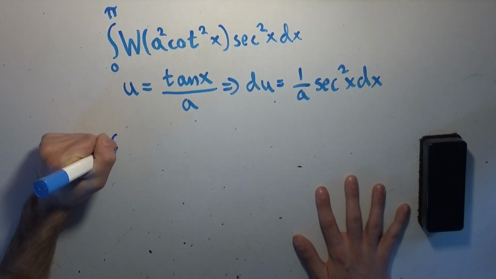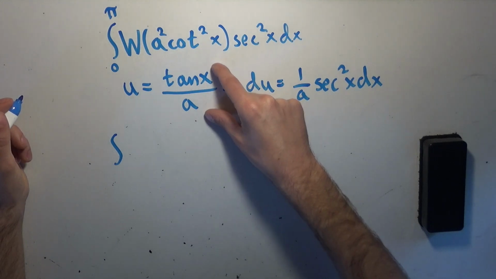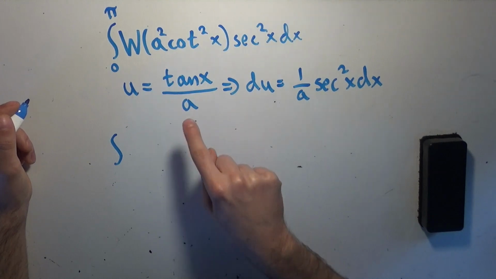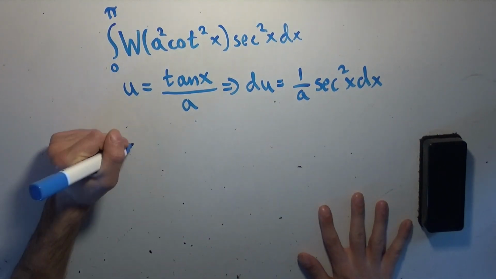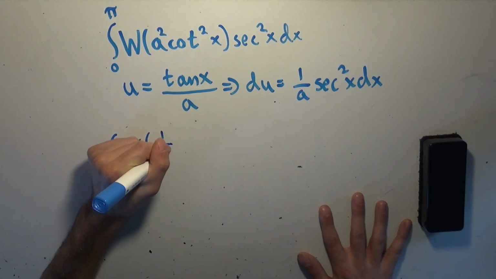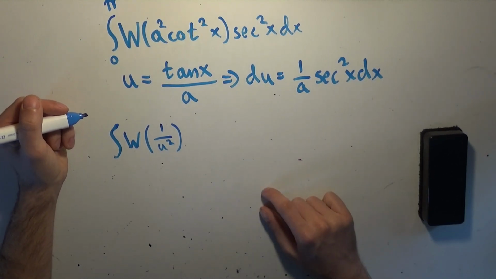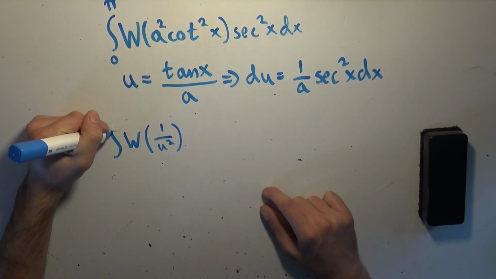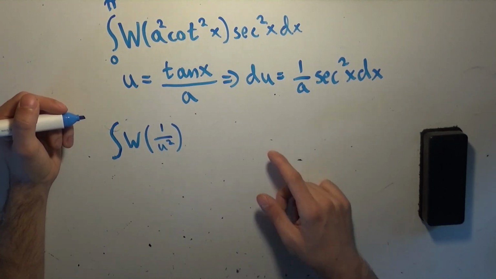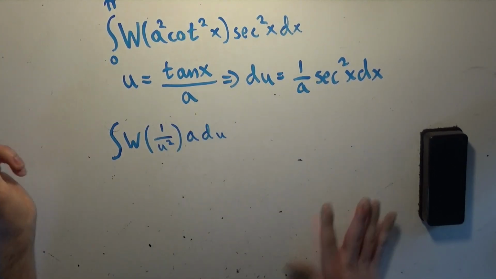So our new integral is going to be W of 1 over u squared, right? Because cotangent squared is 1 over tangent squared, and a squared is 1 over a squared. So we get W of 1 over u squared. I'm sorry, I said this was going to turn into an integral that I did. This is turning into the integral that Papa Flammy did, actually. His holiness, his papal majesty. So we have a times du, right? So multiplied by a times du.